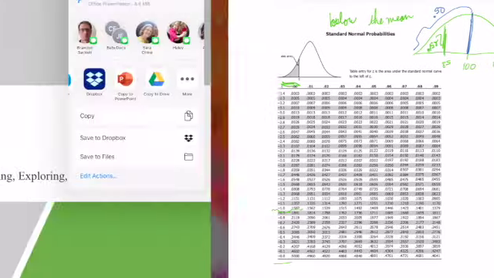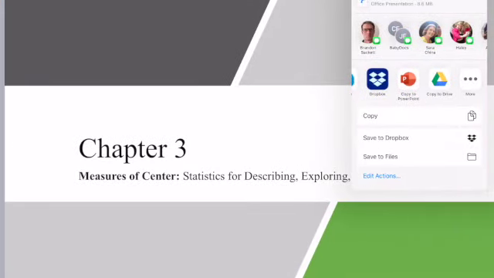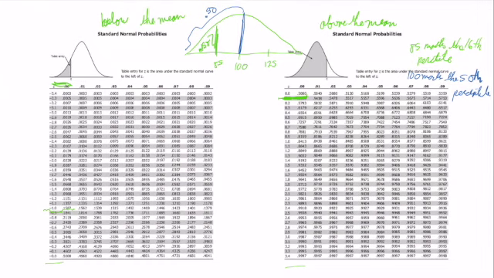Next, let's look at 125. Remember 125? 125 had a Z-score of 1.67. So I go to 1.6, and I go all the way over to 7, and I get 0.9525.